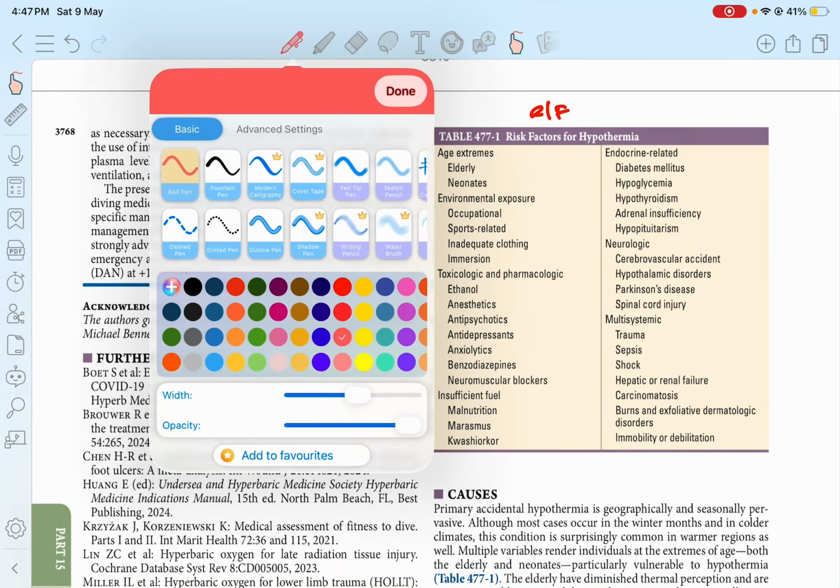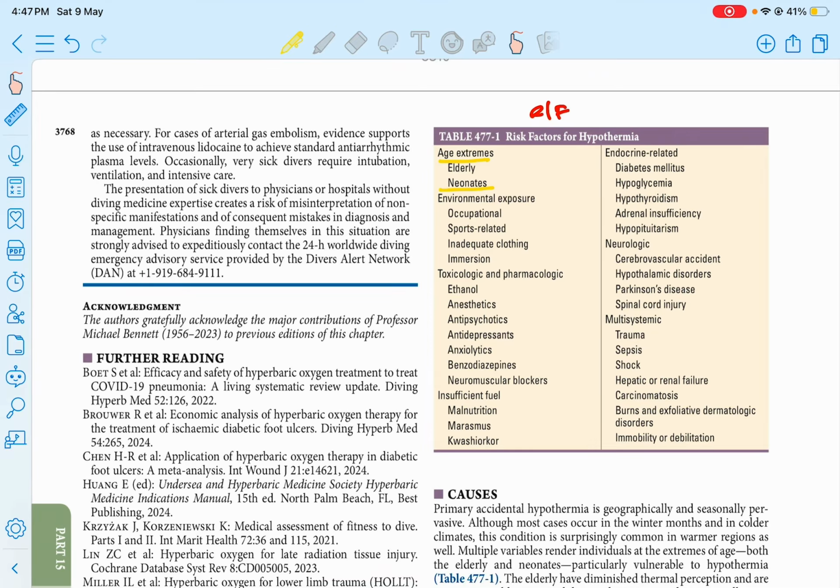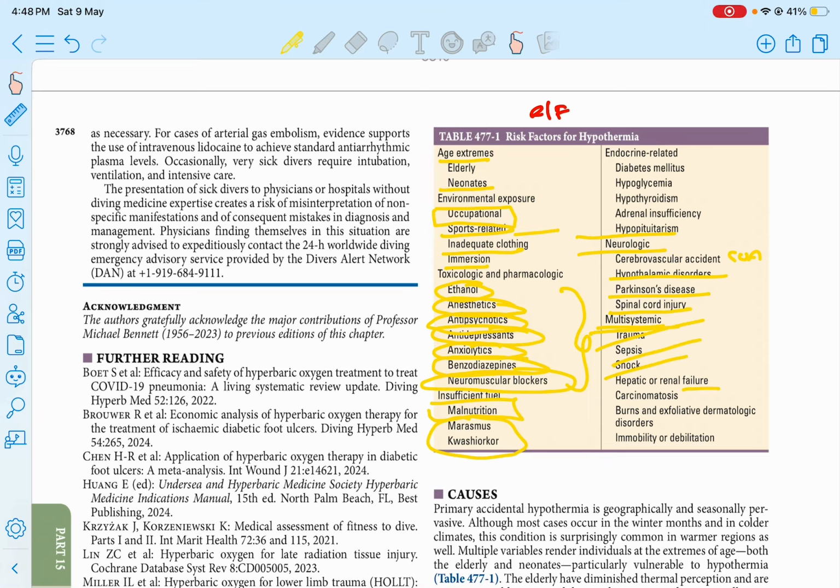What I would like to mention is this: elderly, neonates, occupational hypothermia, sports related, inadequate clothing, immersion, alcohol, anesthesia, antipsychotics, antidepressants, anxiolytics, benzodiazepines, neuromuscular blockers causing hypothermia, malnutrition, marasmus, and kwashiorkor, neurological causes like CVA, hypothalamic disorders, Parkinson's, spinal cord injury, and multisystemic involvement like sepsis, trauma, shock, organ failures, malignancies, burns, immobility or debilitation. These are very important, and this was asked.